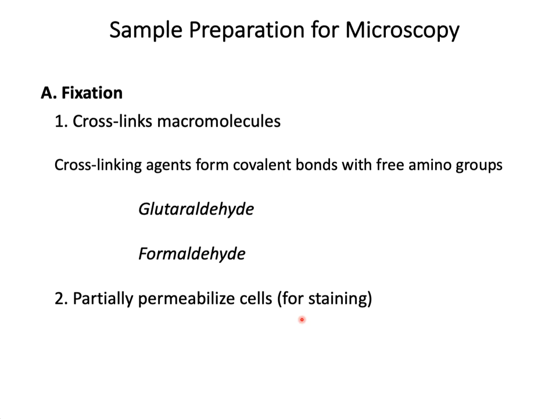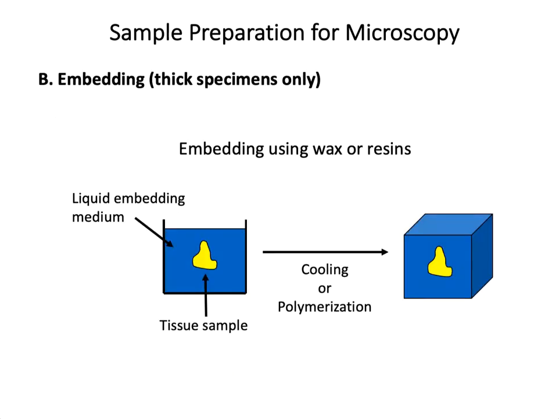The way it freezes is by cross-linking macromolecules. The agents used for cross-linking are glutaraldehyde and formaldehyde, which form covalent bonds between the free amino groups in proteins. Fixation also acts to partially permeabilize the cell, so if you are interested in staining your cells or tissue specimen, fixing facilitates that by permeabilizing the specimens.